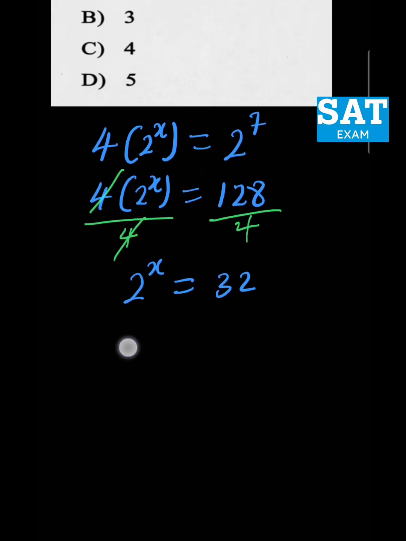So on the left-hand side, we have 2 raised to the power of x. On the right-hand side, we can convert 32 into base 2, which is going to be 2 raised to the power of 5, because when you multiply 2 by itself 5 times, it's going to give us 32.